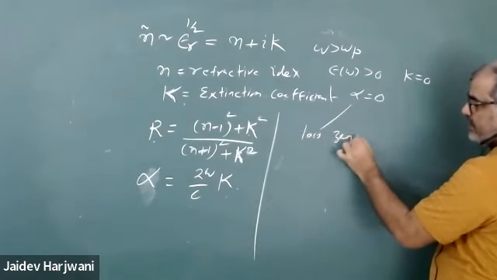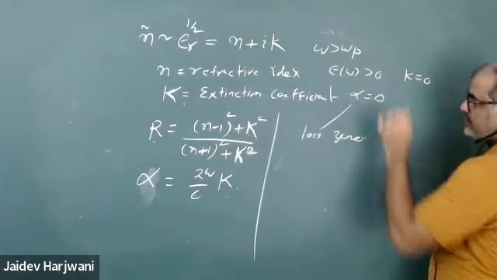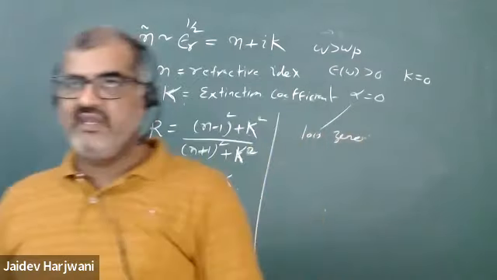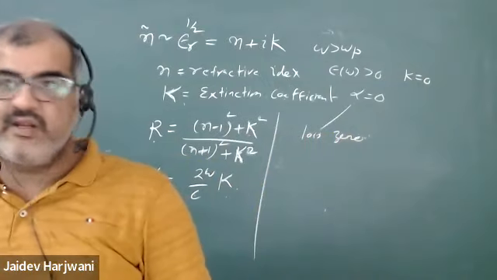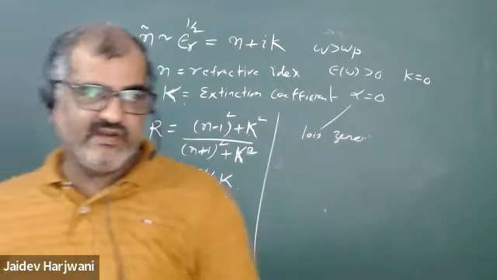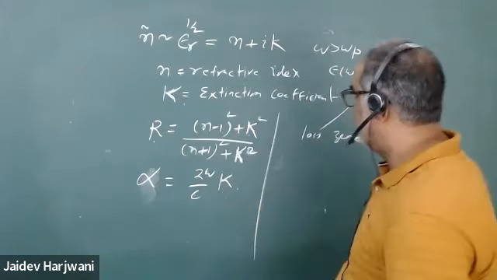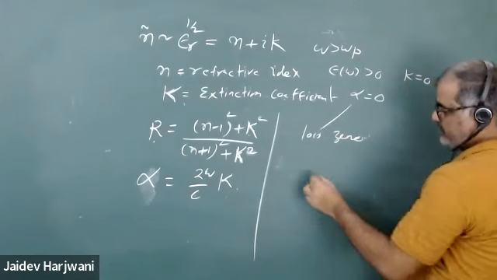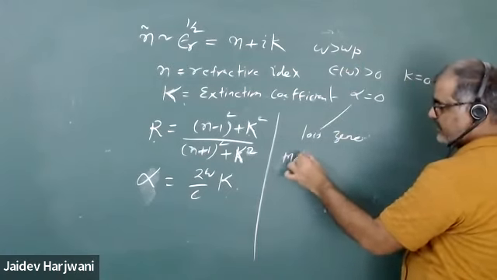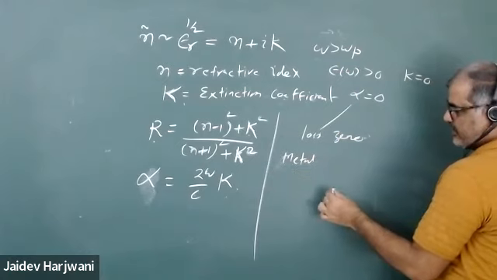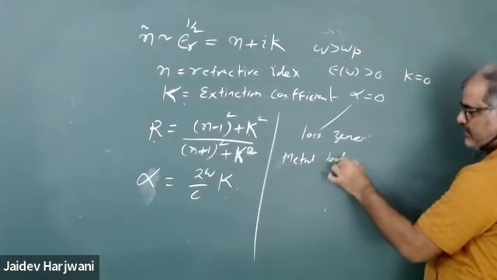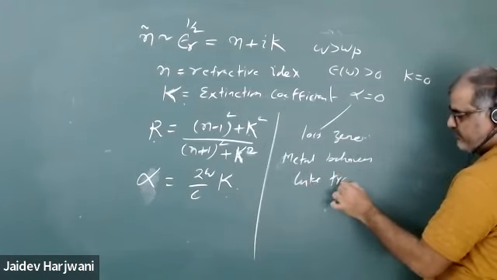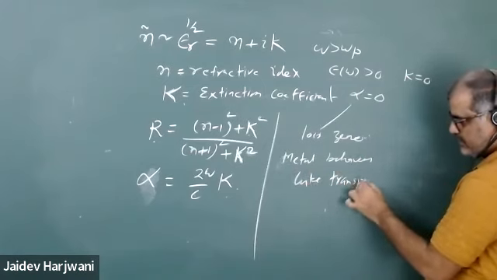Loss zero matlab kya ho raha hai? The k e is positive, real. So that means now your wave will not decay. Your wave will go inside the material, and wave will go inside the material with no loss. That means your solid metal behaves like a transparent metal. So at high frequencies greater than omega p, metals behave like transparent. Very very high frequencies, transparent.